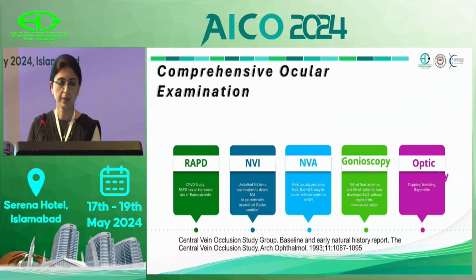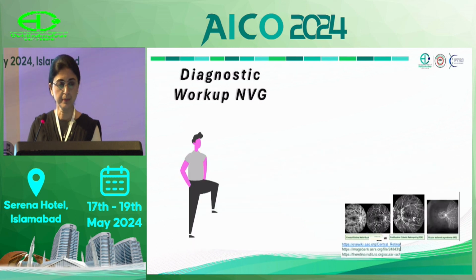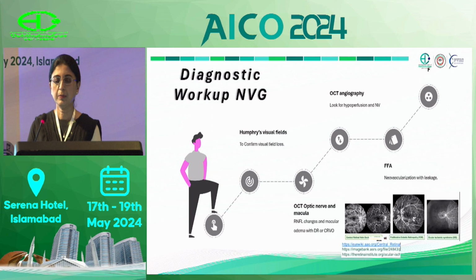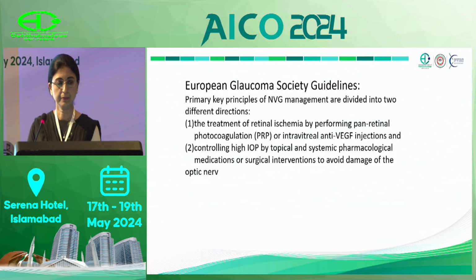RAPD, considering it as a sign of ischemia, and looking at the optic nerve. So we miss glaucoma in those patients. We are aggressively treating retinal ischemia, and we miss glaucomatous optic neuropathy that causes advanced glaucoma in these patients. Diagnostic workup, usually non-invasive, is done: OCT angiography and angiography of iris neovascularization to detect ischemia early.